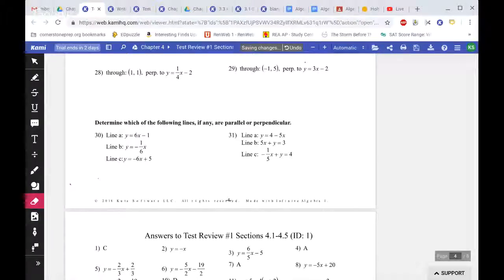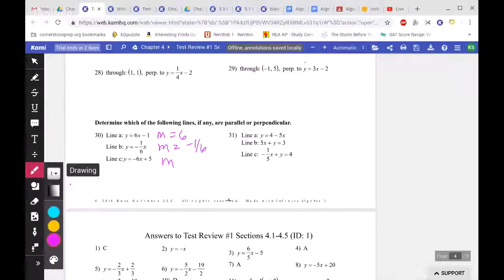So what we're going to do, like on number 30, you look at the slope. So what's the slope in this one? 6. What's the slope in this one? Negative 1/6. Yes. It's 12 through 15 that are like 30 and 31.